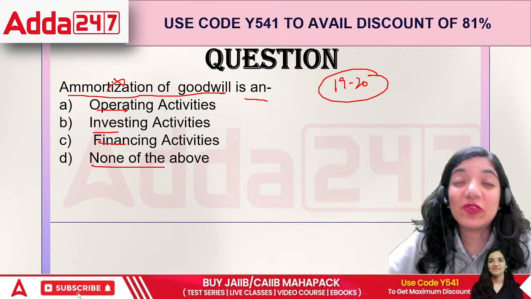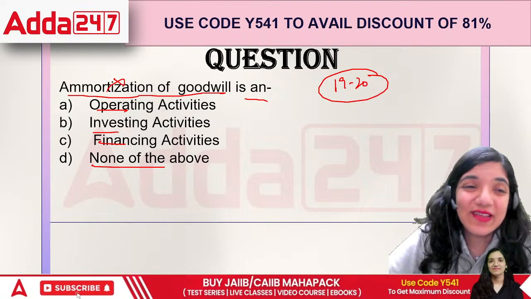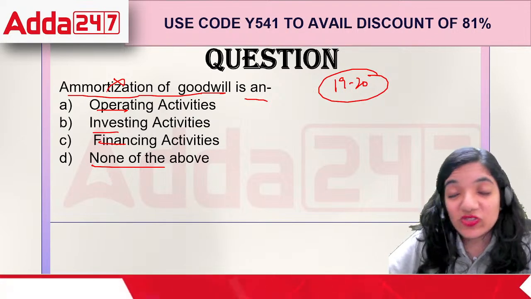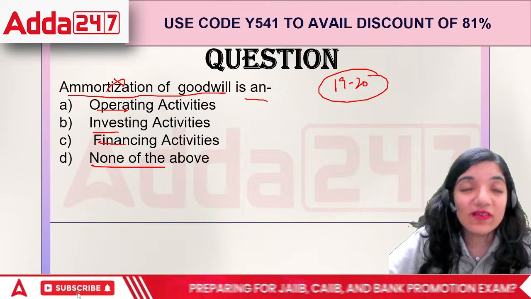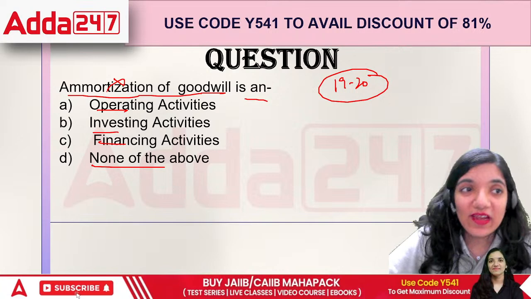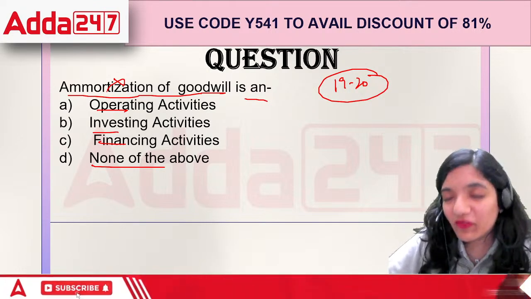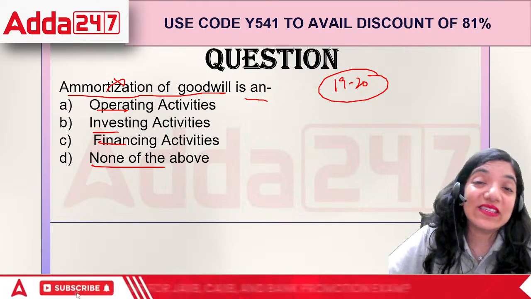But when we talk about this particular concept, what is amortization of goodwill? The organization has got a goodwill, so we have to write it off now. Write it off means you reduce the value of it over a period of time, right? If we purchase some goodwill and over a period of time the value falls, that is amortization of goodwill.